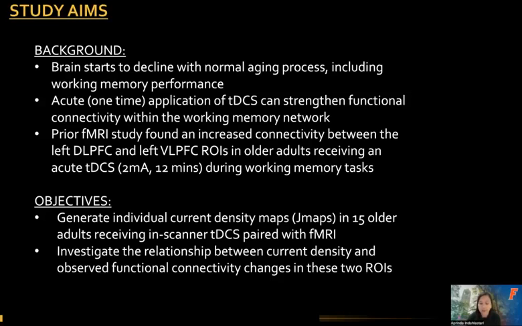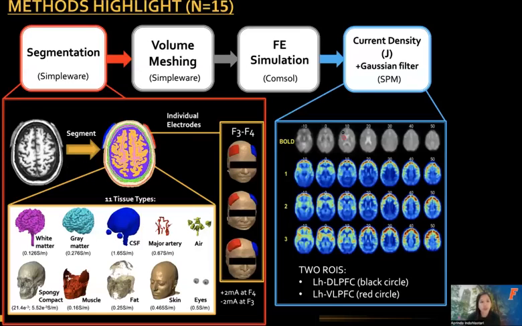The stimulation parameters applied were 2 milliamps for 12 minutes. The objective of this modeling study is to first generate individual current density maps, or J maps, in 15 older adults receiving in-scanner tDCS paired with functional MRI. And we wanted to investigate the relationship between current density and observed functional connectivity changes between these two ROIs. So this is just the methods highlight. On the top here is the modeling pipeline that we use. It follows the standard modeling pipeline, finite element modeling.